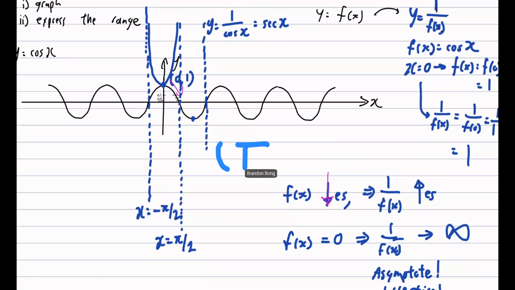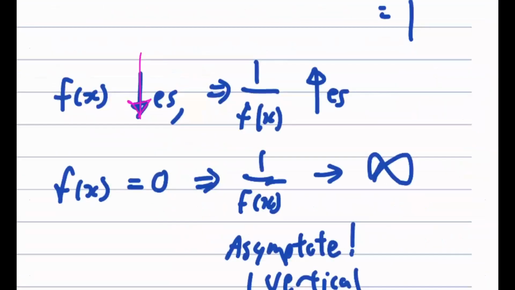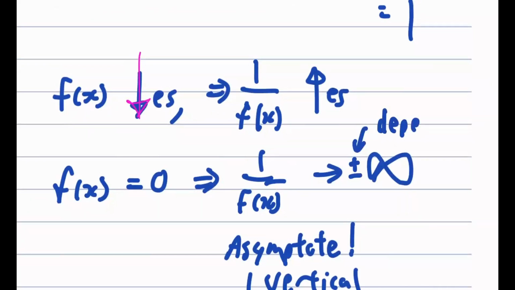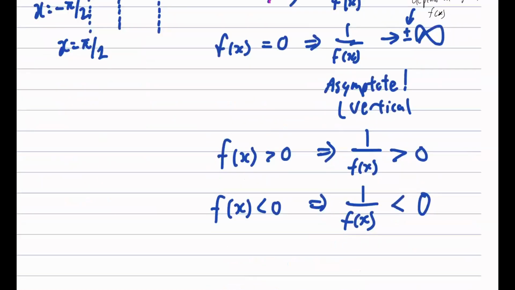There's definitely a vertical asymptote, right? When f(x) equals 0, cosine x equals 0, then 1 over f(x) will just be going towards infinity, positive or negative. Oh, sorry, let me qualify this. Plus or minus depends on f(x). Depends on the sign of f of x. Positive sign, then it will go to positive infinity, negative will go to negative infinity.